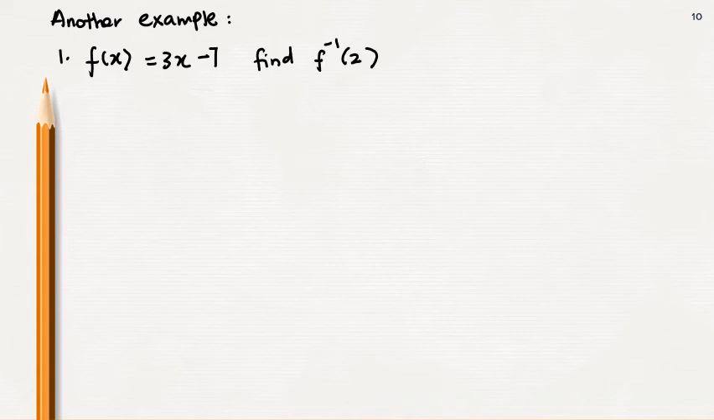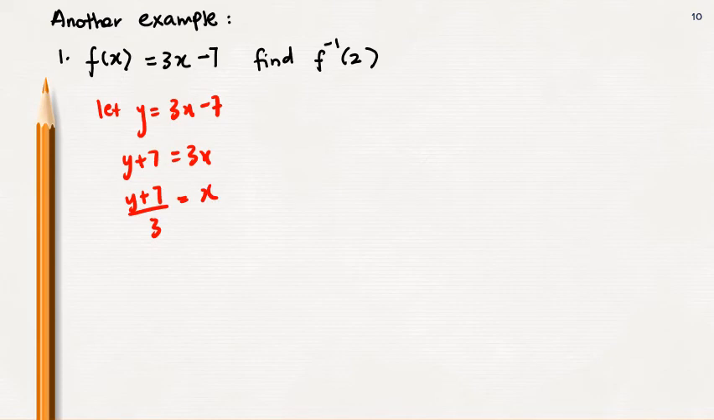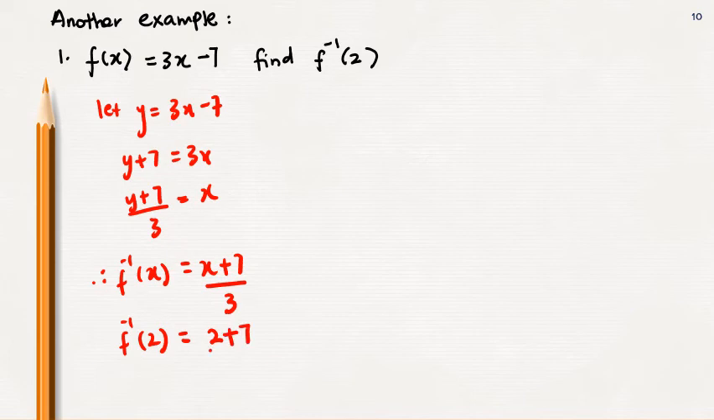Okay, so now kita tulis let y equals to 3x minus 7. So y plus 7 equals 3x. So y plus 7 over 3, so it's become x. Okay, thus f inverse x is equal to x plus 7 over dengan 3. Because the question asks you f inverse 2, we just substitute 2 plus 7 divided by 3. So 9 over 3, so we get the answer is 3.